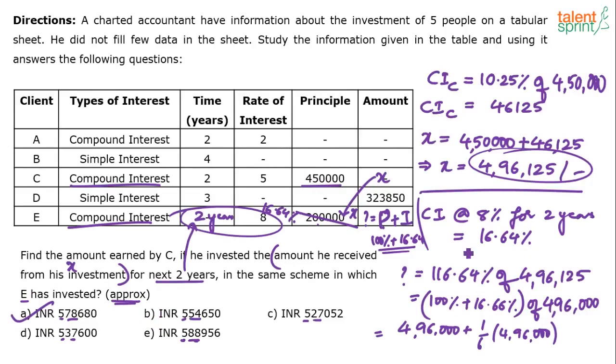If you take 16.64 as 16.66, then it becomes a lot easier. 1/6. 1/6 of this I am approximating as 82,000. This part, 1/6 of 4,96,000, is 82,666. 83,000, whatever you want to take. So 4,96,000 plus 82,000 is 5,78,000. The only option in the range of 5,78,000 here is option A. So I'm 100% sure that B, C, D, E are wrong. Hence option A is the correct answer.